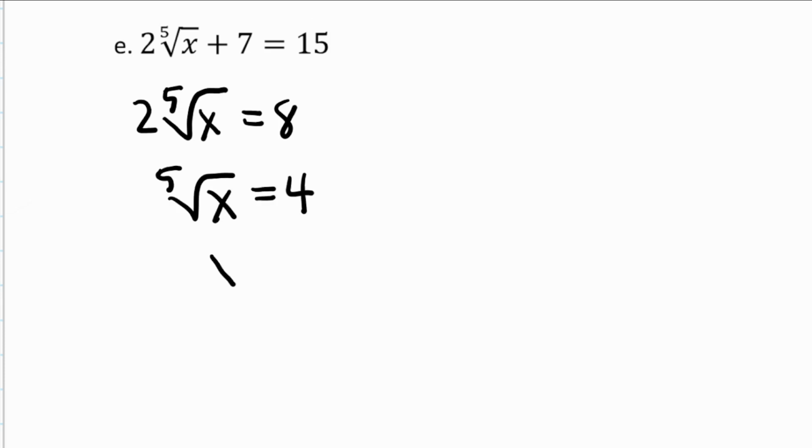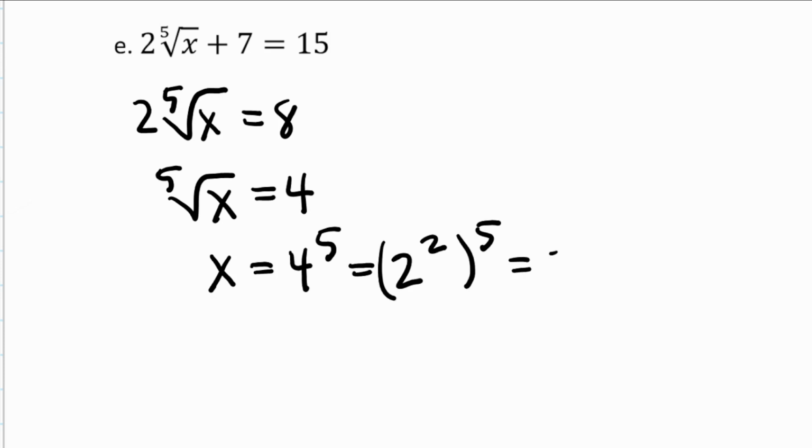And then I'm going to take the fifth root of x to the fifth power, and I'll get x is 4 to the fifth. That's kind of a lot, but that's going to be 2 squared to the fifth, which is going to be 2 to the 10th. 2, 4, 8, 16, 32, pardon me, that's 5 of them.